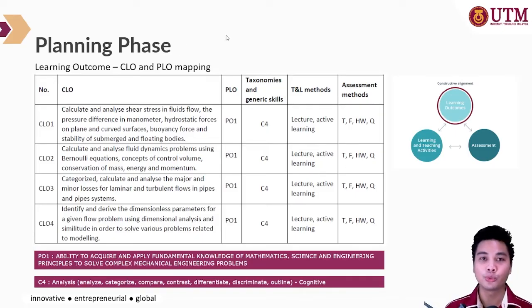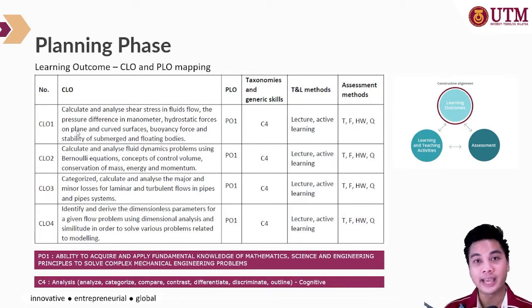In order to teach the course, I need to understand the course information, CI. In this CI, it consists of 4 CLOs. The first CLO refers to calculate and analyze shear stress. Second, calculate and analyze fluid dynamic problems. Number 3, categorize, calculate and analyze the major and minor losses. And finally, identify and derive the dimensionless parameter for a given flow problem.